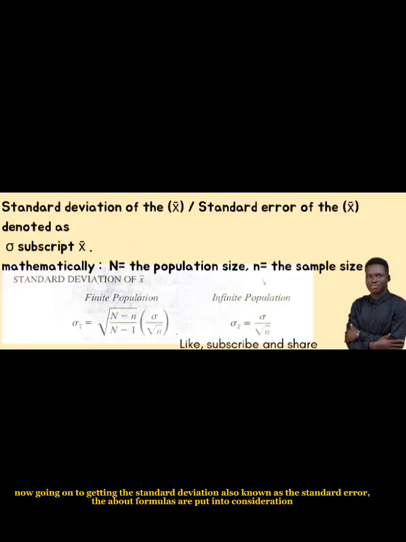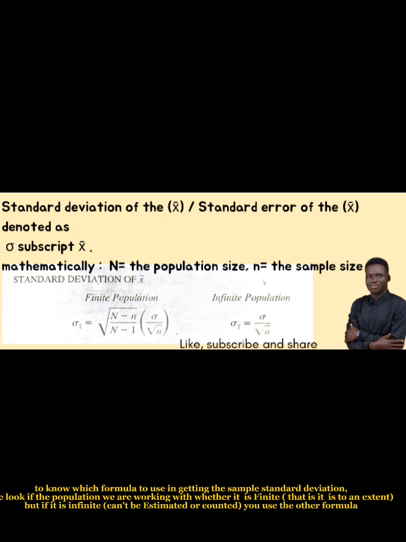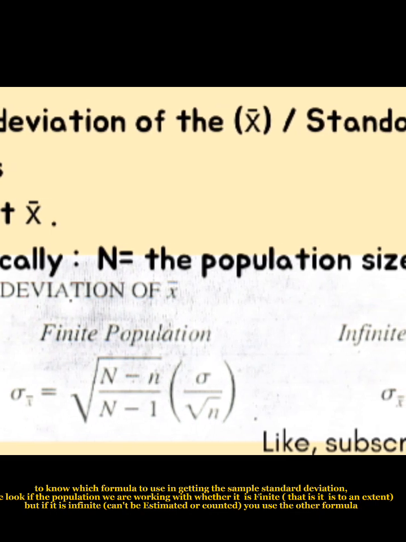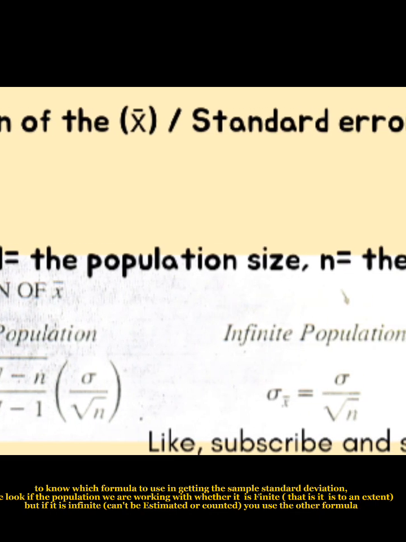Now going on to getting the standard deviation, also known as the standard error. The above formulas are put into consideration. To know which formula to use in getting the sample standard deviation, we look at the population we are working with, whether it is finite, that is, it can be counted to an extent, but if it is infinite, it can't be estimated or counted, you use the other formula.